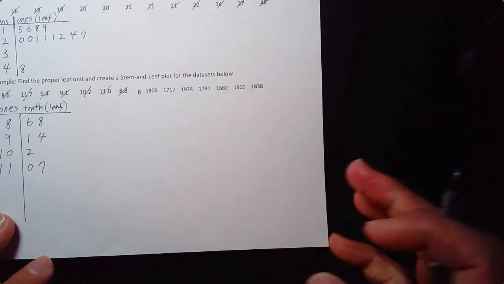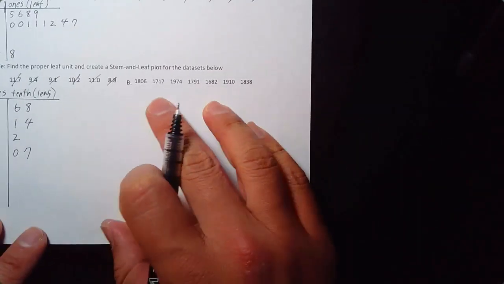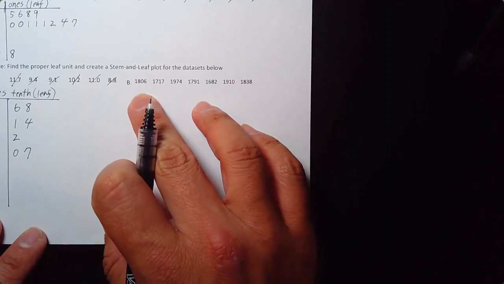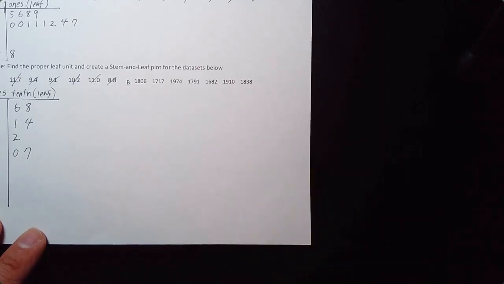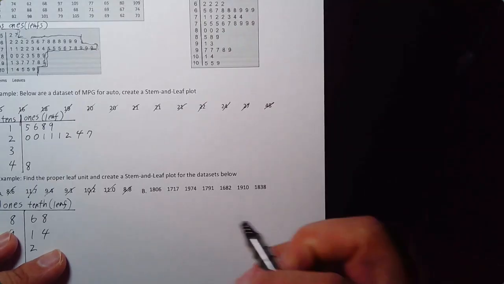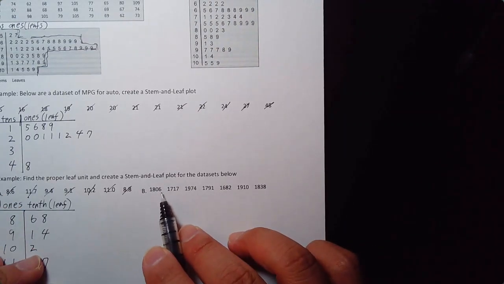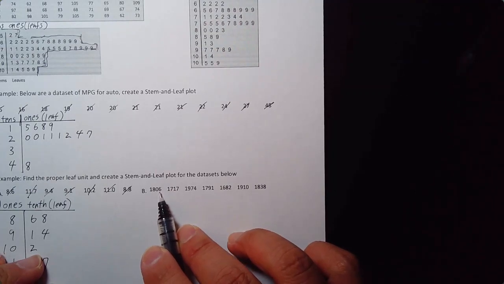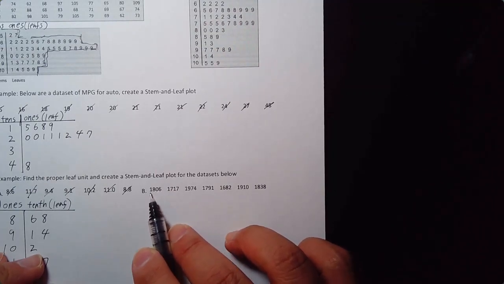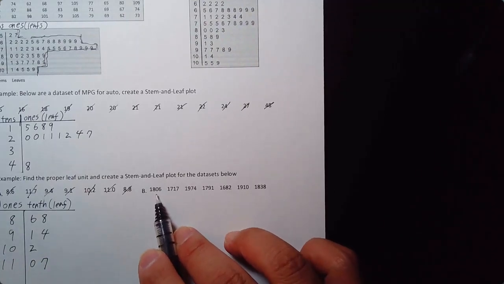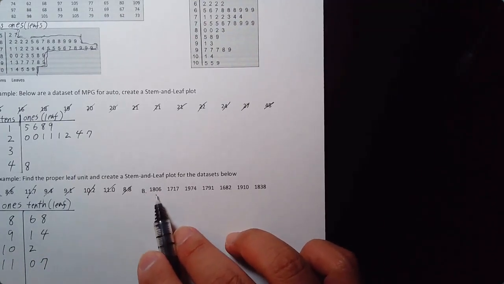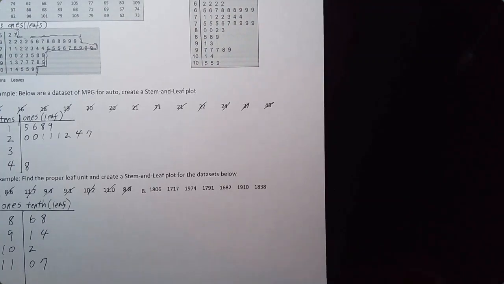I want you to think about what is the unit for the leaf and the stem that you would choose. So think about it for 1 second. All right, now your first logical choice might be to use the ones as my leaf, and then the tens as my stem, right? That might be your first natural reaction.